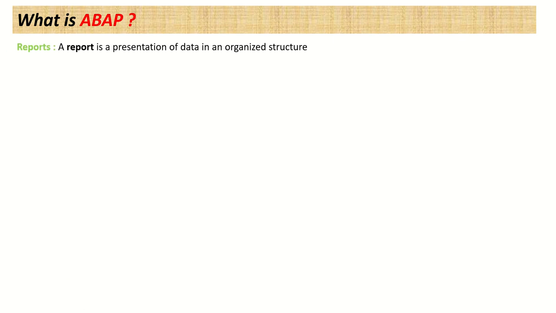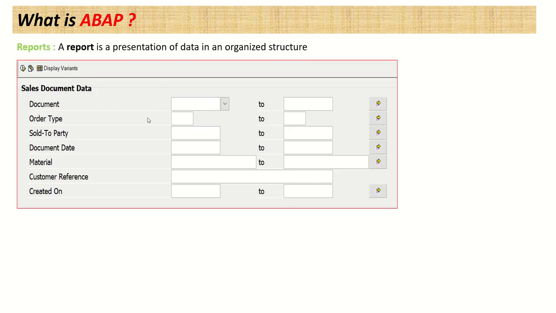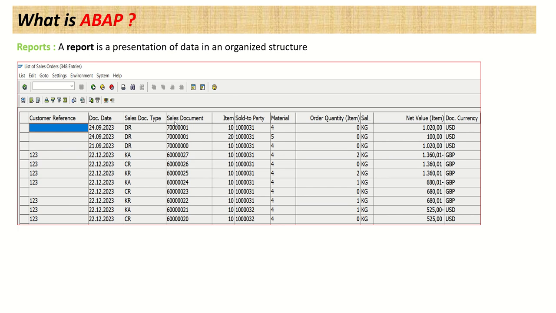A report is a representation of data in an organized structure. Every report will have some selection screen. Based on the selection screen data, once we execute the report, data will be selected from the database. After performing some operations, at the end, we can see the output. This is one example of an SAP standard report, the sales order report. This report displays all the orders in the system.